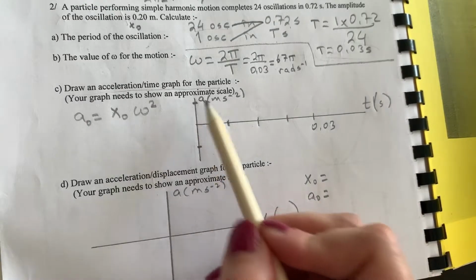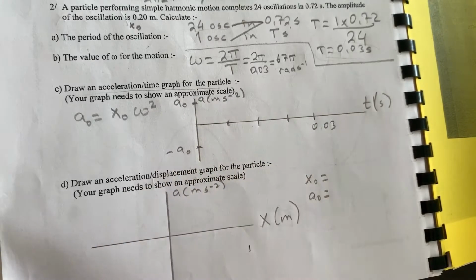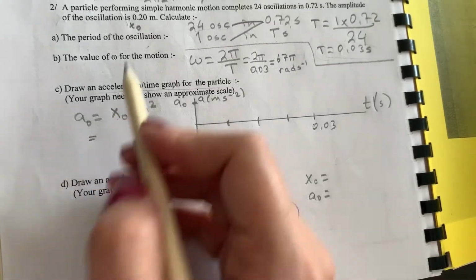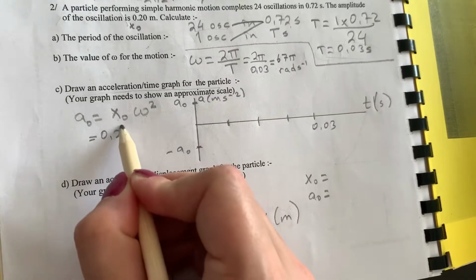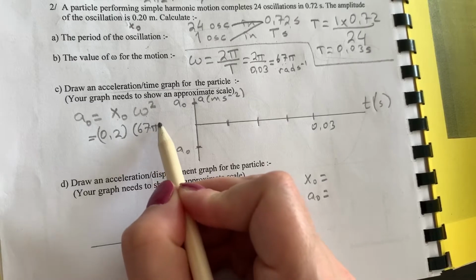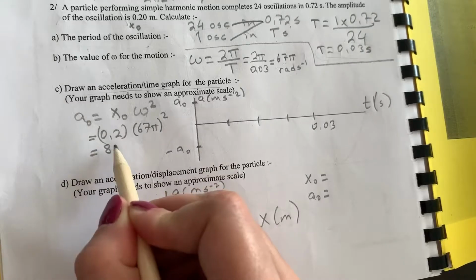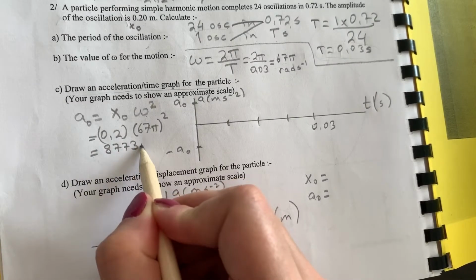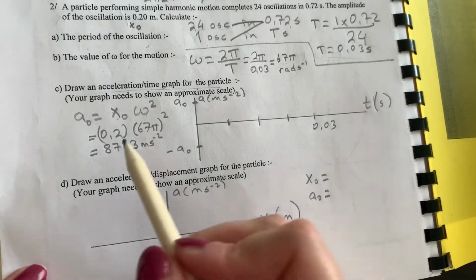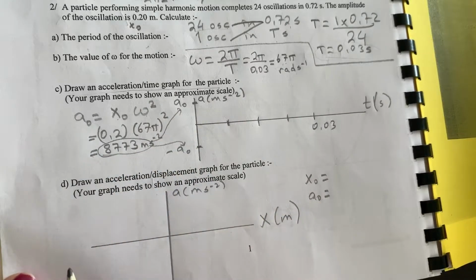What I need now is the value of the maximum acceleration, so a0 here and the negative a0 here. I can calculate that using x0 omega squared. x0 is given as 0.2 meters, and omega we calculated as 67 pi. This is going to be squared. So when you calculate, you get that value for the maximum acceleration. So this number goes in there as the positive value and goes in there as the negative value.